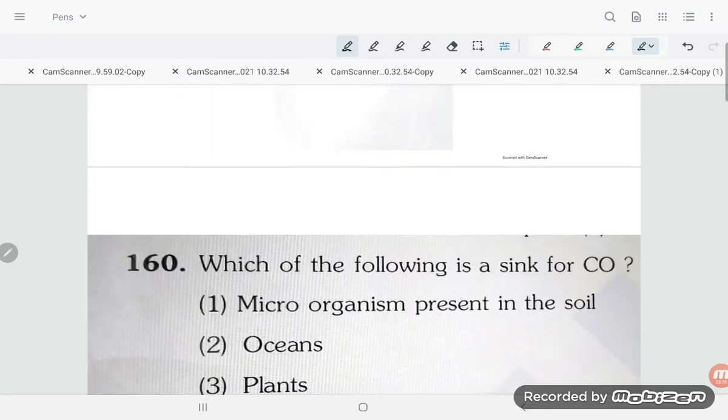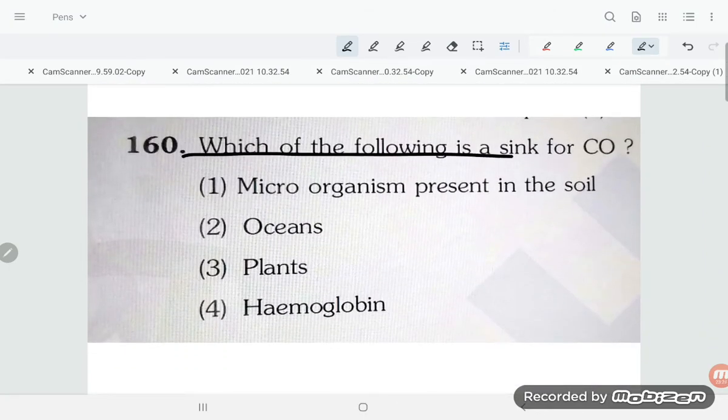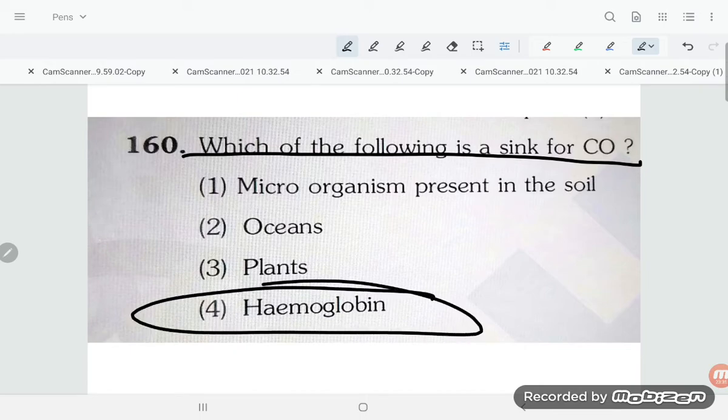Next one, question number 160, student. Which of the following is a sink for CO? Hemoglobin has 300 times more combining capacity compared to oxygen. So it forms carboxyhemoglobin.